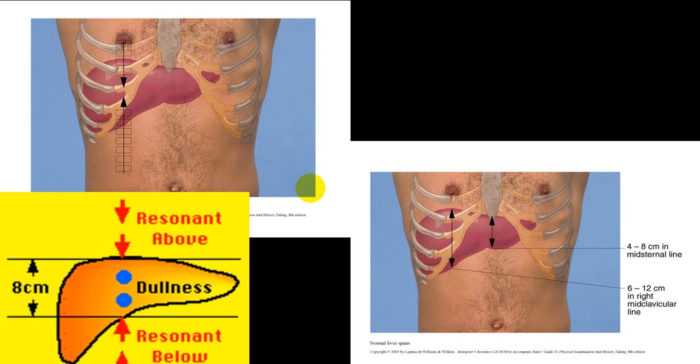So if that dullness does not shift at all, then it is not due to liver. It may be due to pathophysiology in lung. This should be kept in mind.